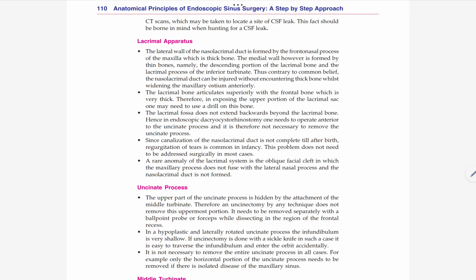Lacrimal apparatus. The lateral wall of the nasolacrimal duct is formed by the frontonasal process of the maxilla, which is thick bone. The medial wall, however, is formed by thin bones, namely the descending portion of the lacrimal bone and the lacrimal processes of the inferior turbinate. Thus, contrary to common belief, the nasolacrimal duct can be injured without encountering thick bone whilst widening the maxillary ostium anteriorly.